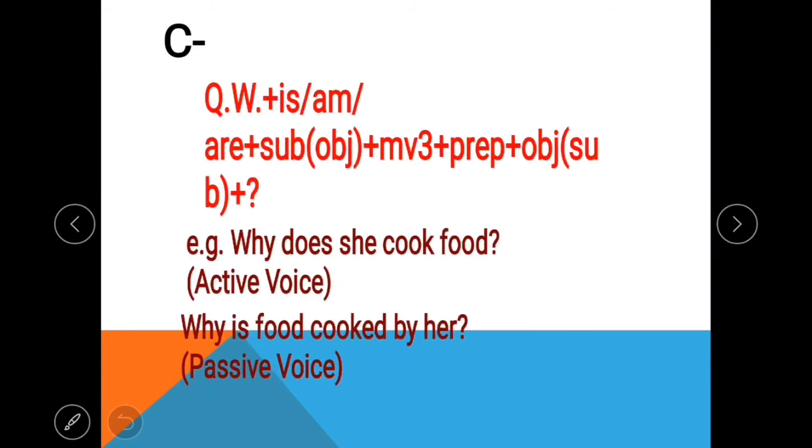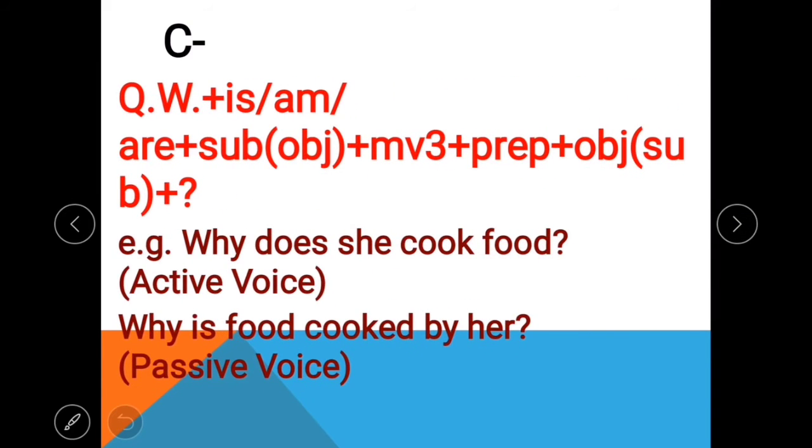Then part C begins with a question word. Question word, then is, am, or are according to the number of the subject. These are the helping verbs. After that, past participle, then preposition, finally object, and then question mark. Example is, why does she cook food? This is an active voice and passive voice is, why is food cooked by her? Here why is the question word.